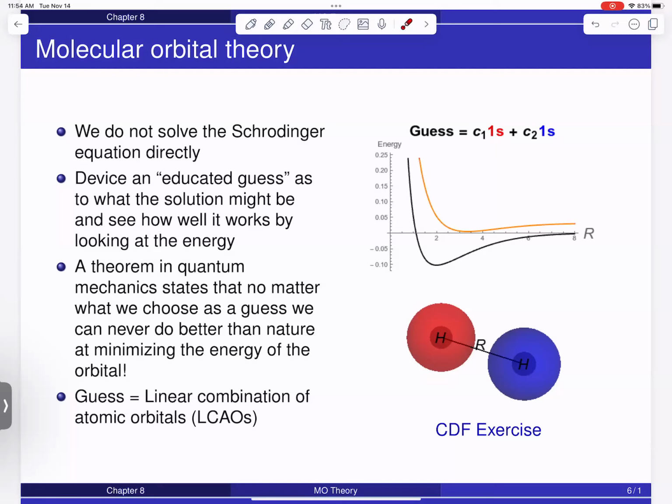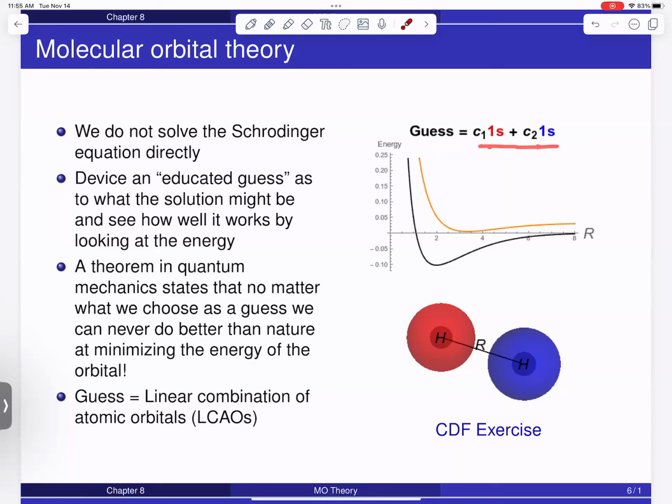We are going to essentially make a guess that is a function represented by the sum of 1s orbitals on both the hydrogen atoms. So in this case, the guess function would be the 1s orbital on the red hydrogen atom plus the 1s orbital on the blue hydrogen atom here. Of course, the color coding is just to help us keep things straight in terms of what I'm talking about here. Our guess function is just going to be the sum of those two atomic orbitals. And this is what we mean by a linear combination, right?